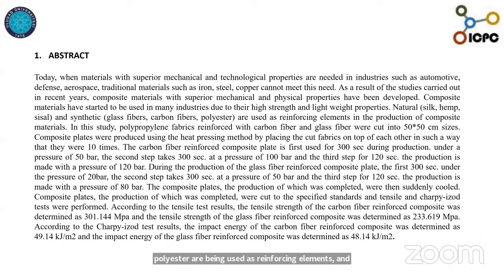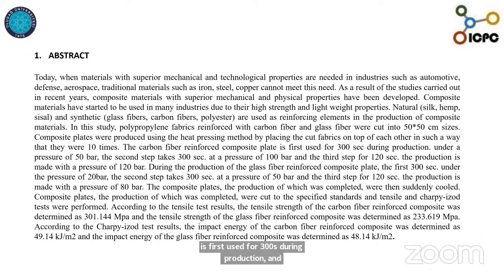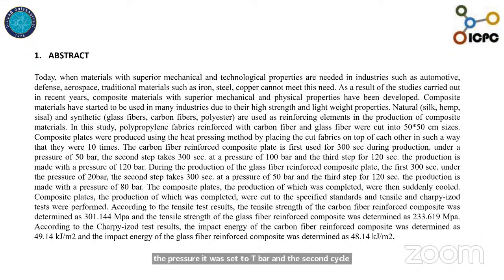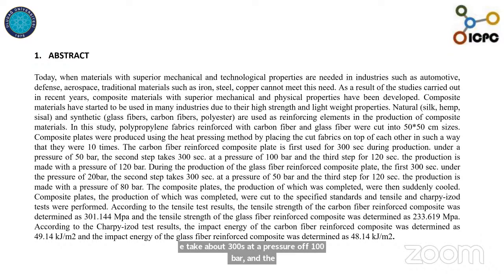In this study, polypropylene (PP) fabrics reinforced with carbon fiber and glass fiber were cut into 50 by 50 centimeter sizes. These plates were produced using the heat pressing method by placing the cut fabrics on top of each other so that there were 10 layers of fabric. For the carbon fiber plate, the first cycle lasted 300 seconds at a pressure of 50 bar, the second cycle took about 300 seconds at a pressure of 100 bar, and the last cycle was 120 seconds at a pressure of 120 bar.